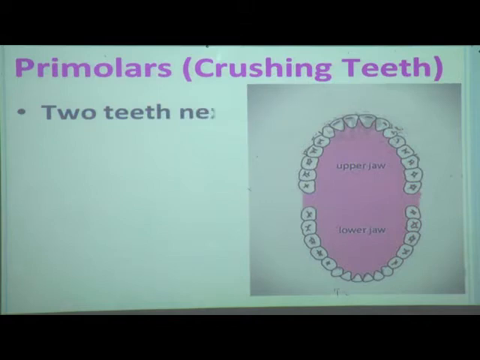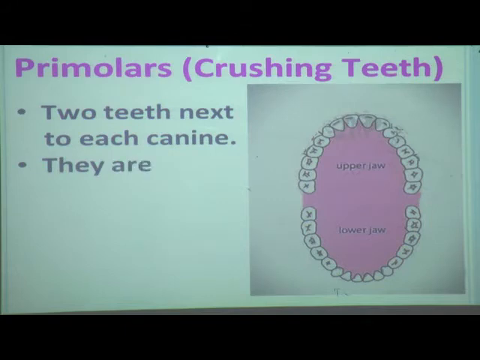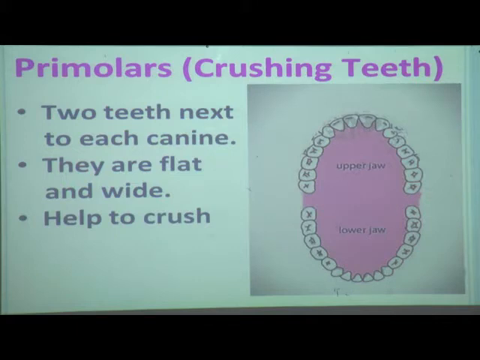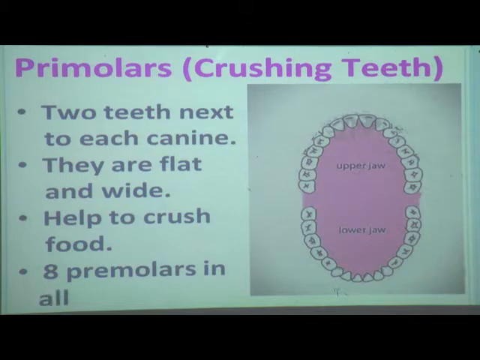Now next are premolars. The 2 teeth next to each canine are premolars, and they are flat and wide. They help us to crush food. That's why they are also called crushing teeth. And there are 8 premolars in all. You can see on the board, 4 premolars are in the upper jaw and 4 premolars in the lower jaw. So there are 8 premolars in all.